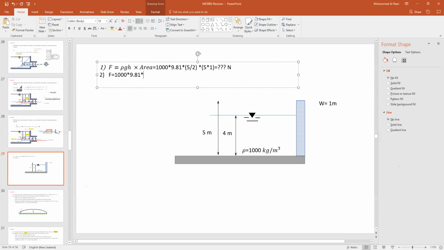Now, what's the value of h? So h is half. So it will be 4 divided by 2. Now, the area is what? The area is 4 multiplied by 1, because I will only be interested in how much the water is covering. That's where it's very important to find out. See, that is the difference between the two different applications.